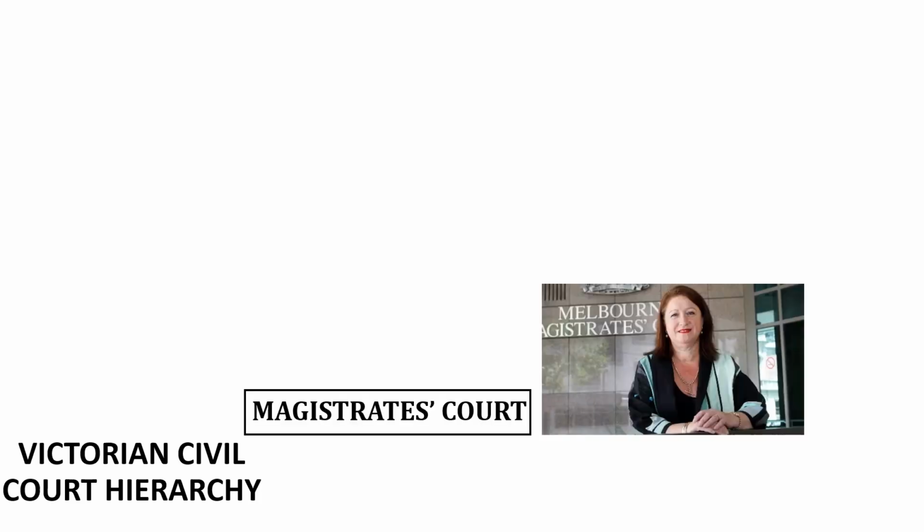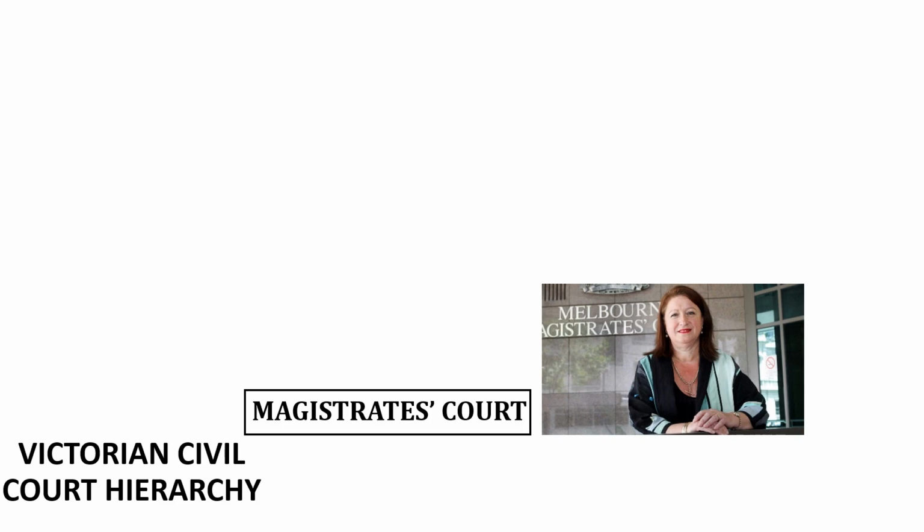Let's now look at the Victorian civil court hierarchy in a bit more detail. You'll see that the 5 courts that make up the Victorian civil court hierarchy are exactly the same as the 5 courts that make up the Victorian criminal court hierarchy. So, at the bottom of the Victorian civil court hierarchy, we have the Magistrates' Court.